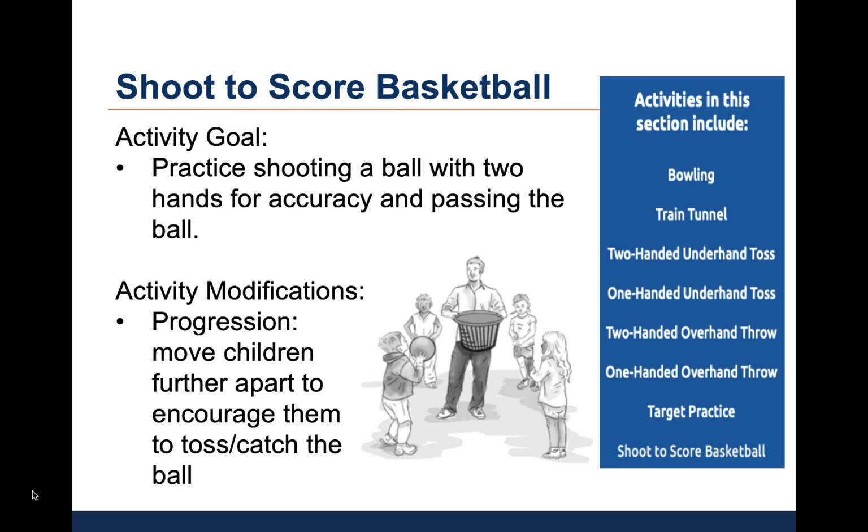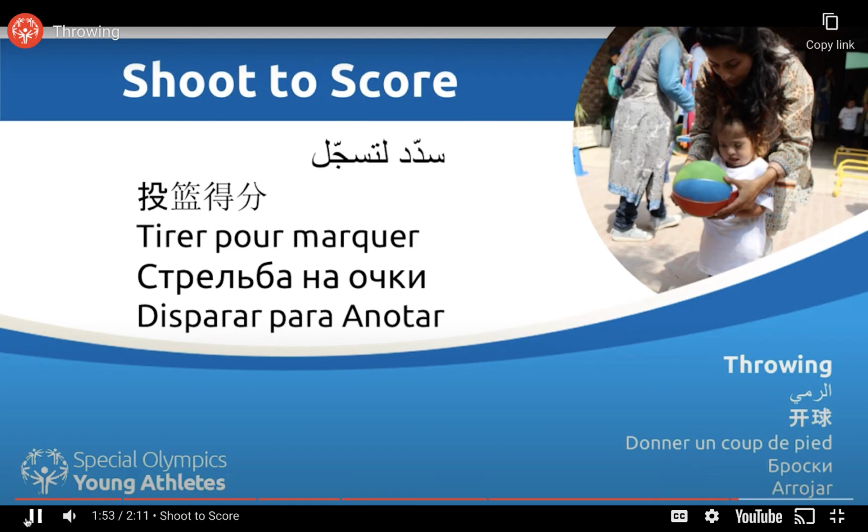The 8th activity is called Shoot to Score Basketball. The children can stand in a circle around an adult who is holding a hoop or a basket. The children can pass the ball around the circle. The child who ends up with the ball should shoot the ball into the hoop for a point. The goal of this activity is to practice shooting for accuracy. It also encourages group play and passing. Let's watch a video of children doing this activity.